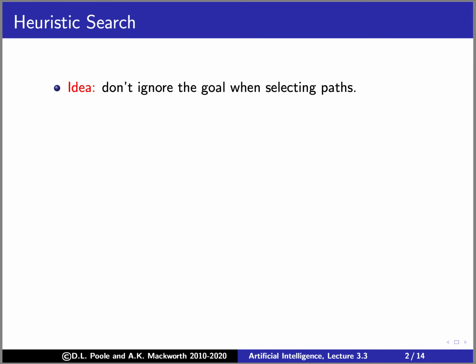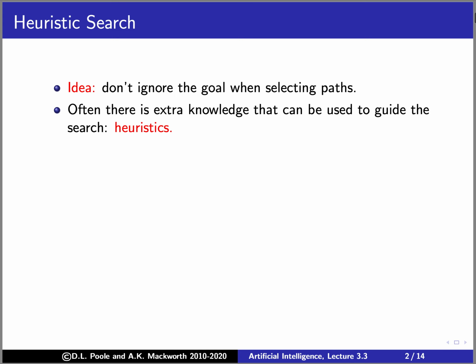Okay, so the idea is that if you think about what happens in breadth first, depth first, and best first searches, they seem really strange when you think about what they do with goals. They just wander around until they find a goal and they say, I found a goal, and then stop. So we're going to take the goal into account when we select the path.